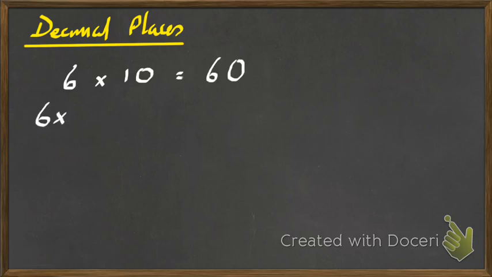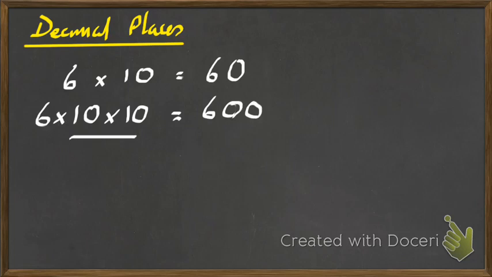How about 6 times 10 times 10? Well, we know that 6 times 10 is 60, and if I times that by 10, I get 600. The reason I've written it like this is that another way of looking at that is 6 times 10 squared, and we're already in standard form, aren't we? That's what standard form is: the single number, the 10 and a power.